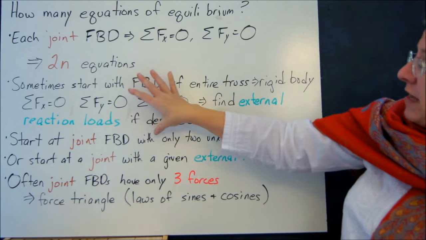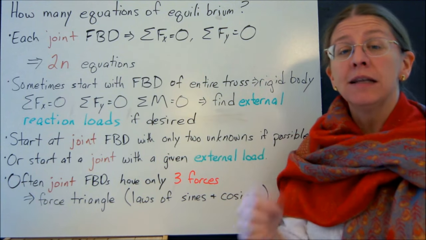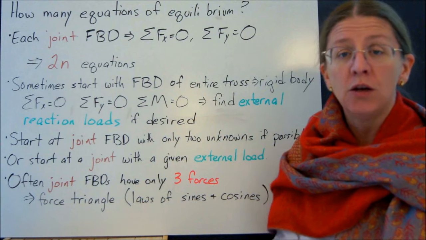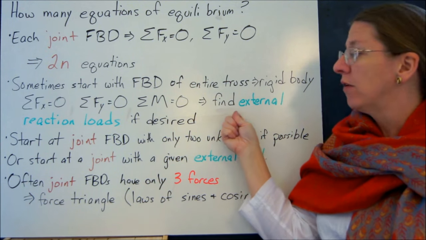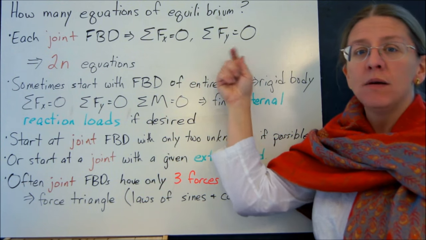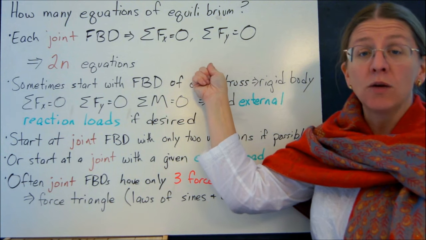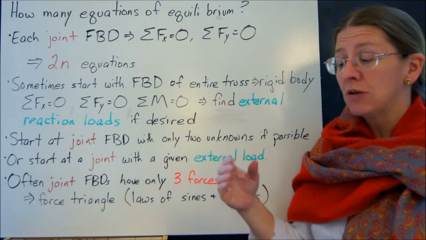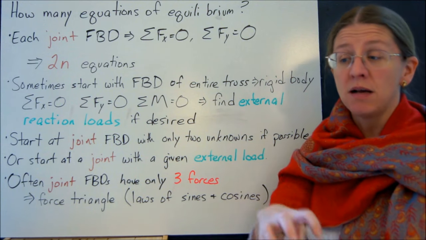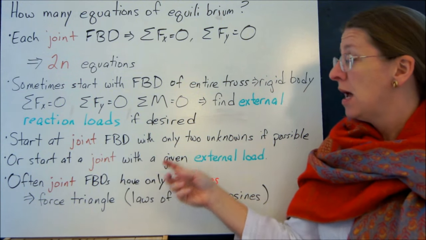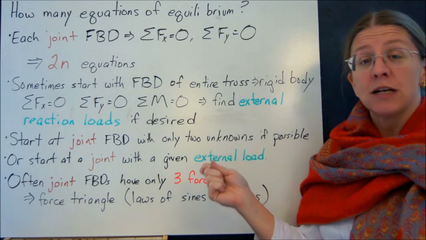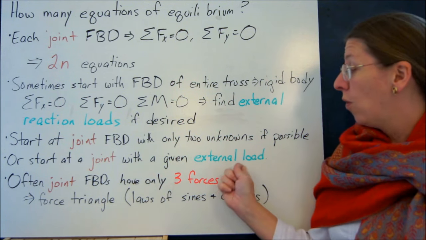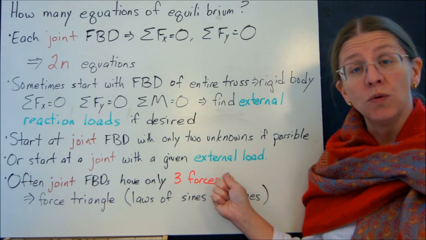But please note that these equations are not linearly independent from these. You don't get 2N plus 3. You only get 2N, and you will find that these actually get duplicated in those 2N equations. You still do it sometimes anyway, because that allows you to start with actual numbers and solve actual numbers as you go through the equations. Another place to start is at a joint that only has two unknowns, because again, you can solve and you're going to get an actual number, or a place where you're given an external load and you have a number to start with.